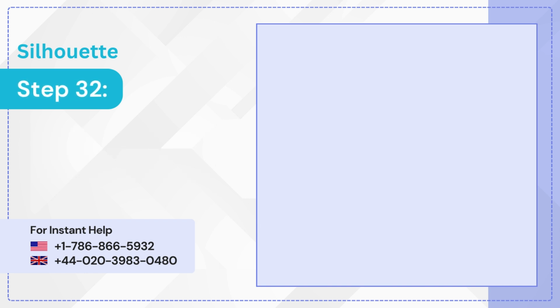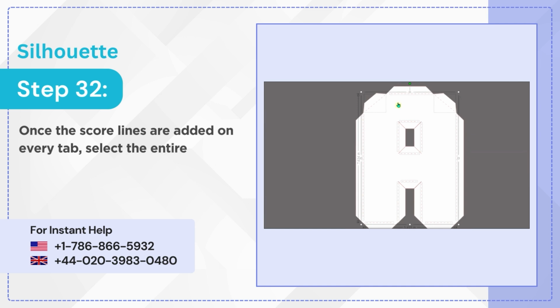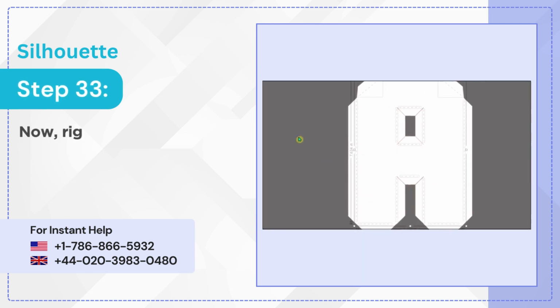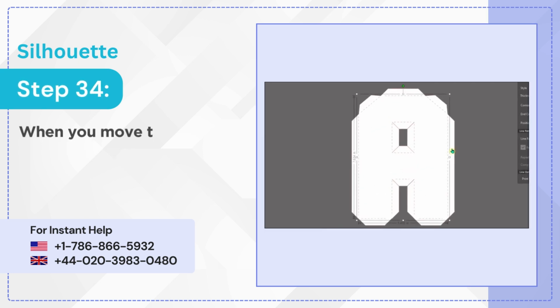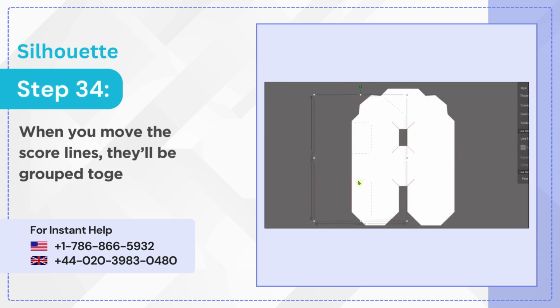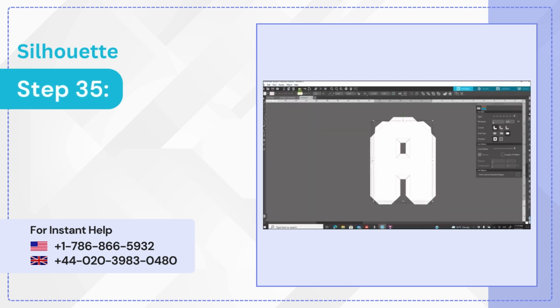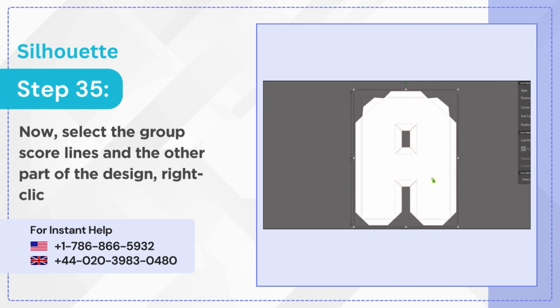Step 32. Once the score lines are added on every tab, select the entire design, hold down the Shift key and click on the letter to unselect it. Step 33. Now right-click and select Group. Step 34. When you move the score lines, they'll be grouped together. Step 35. Now select the group score lines and the other part of the design, right-click and select Group.